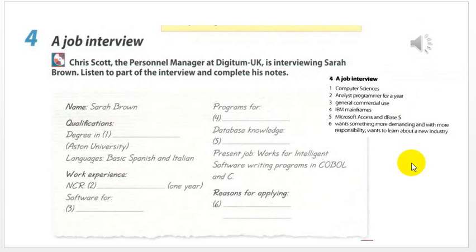Okay. Please listen very carefully. If you cannot find the answer, here is the answer key for this listening. Here is the answer key. Okay, let's go ahead.